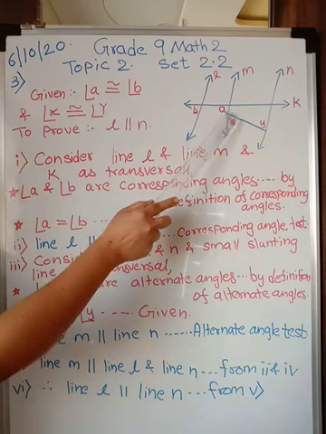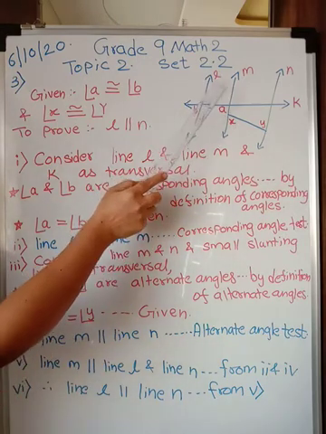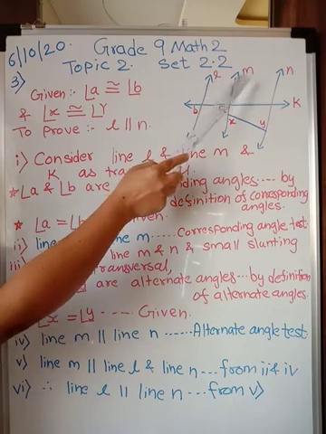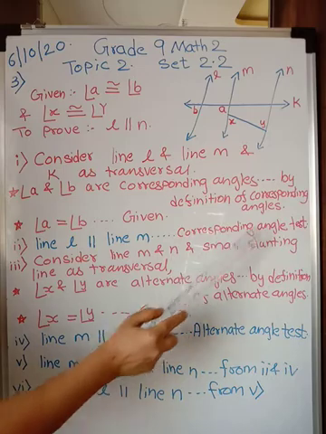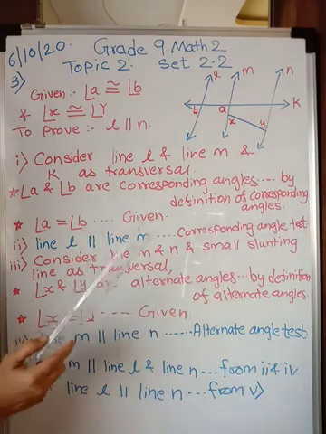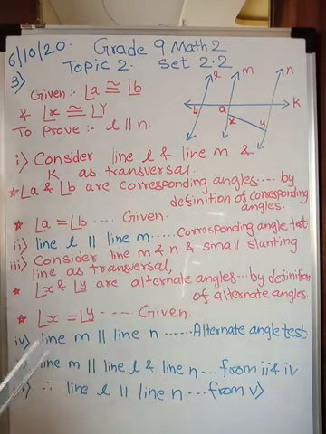So using this property, we can first show line L is parallel to line M. Line L parallel to line M, corresponding angle test. You may pause the video and write down all the steps very neatly. I am just explaining the proof to you.